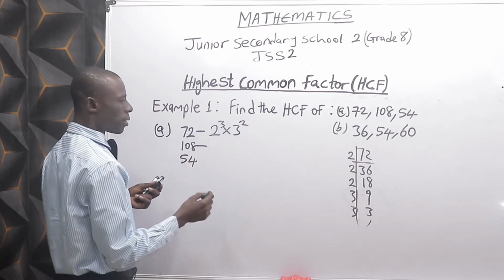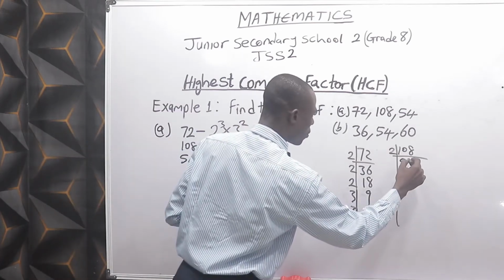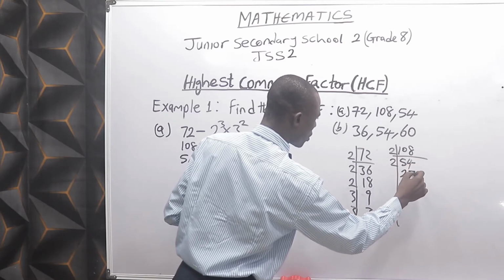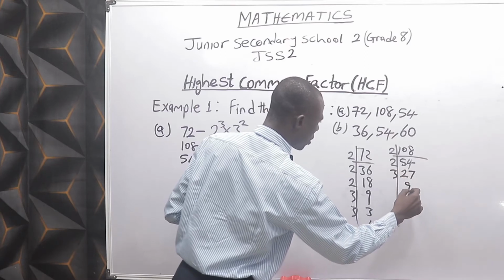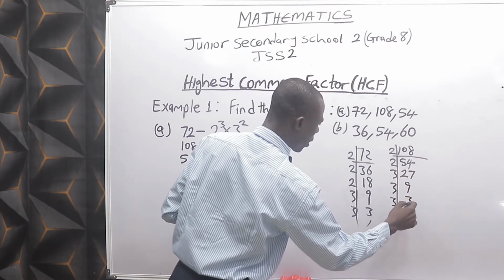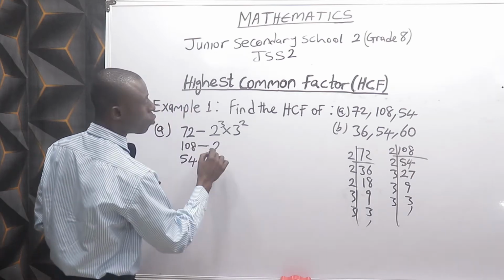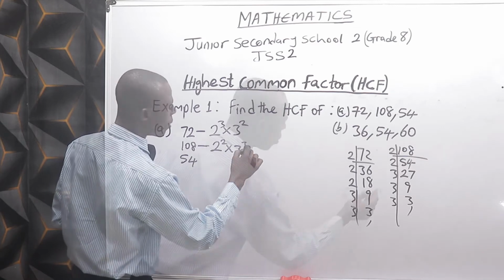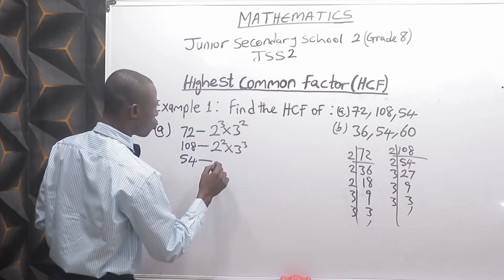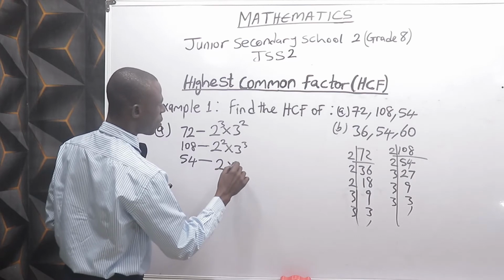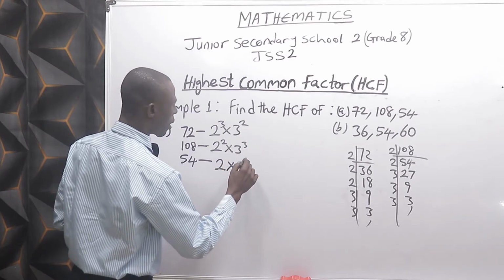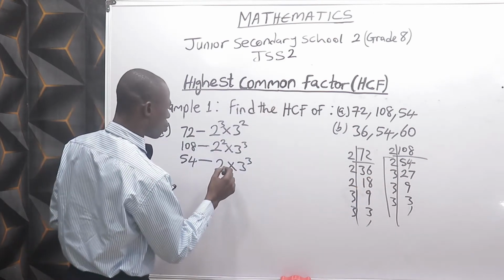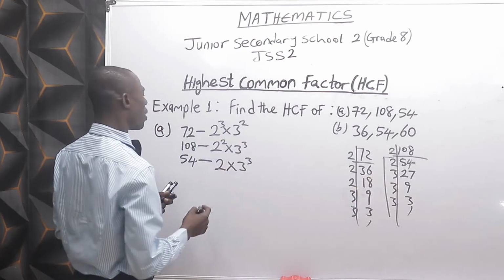For 108, 2 here, 54, 2 here, 27, 3, 9, 3, 3, 3, 1. So that will be 2 raised to power 2 times 3 raised to power 3. For 54, it will be 2 times 3 raised to power 3. You see, 54, I just cut it from here. So that is 2 times 3 raised to power 3.